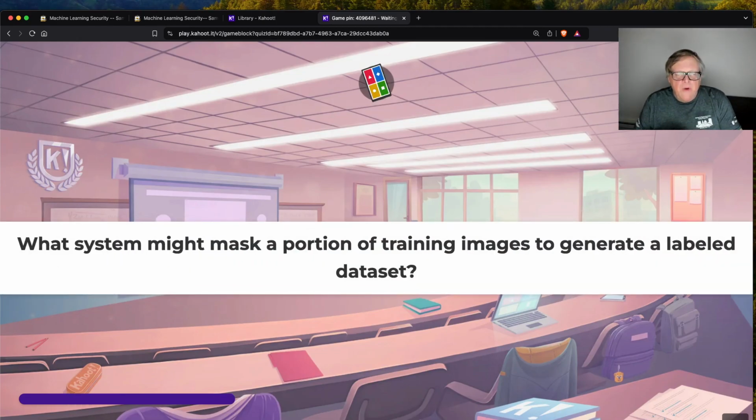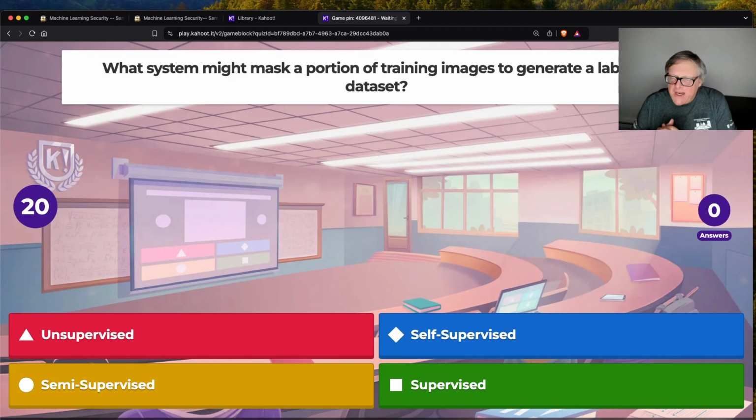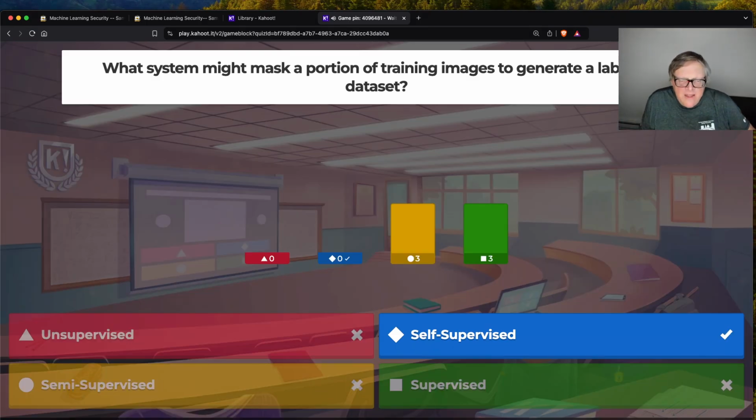All right, what system might mask a portion of training images to generate a labeled data set? That's called self-supervised. You create supervised data from unsupervised data with masking.